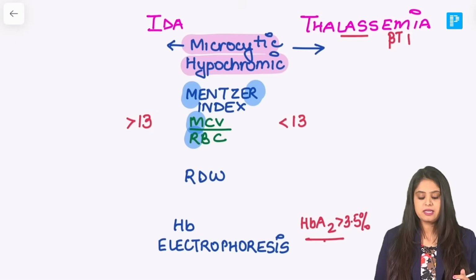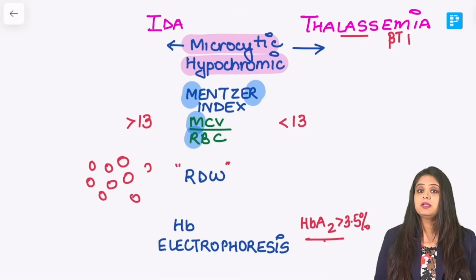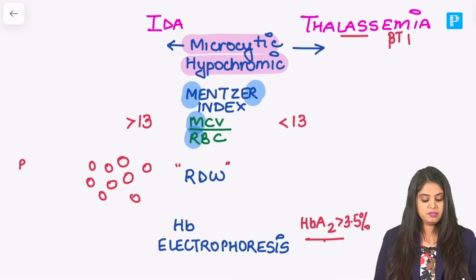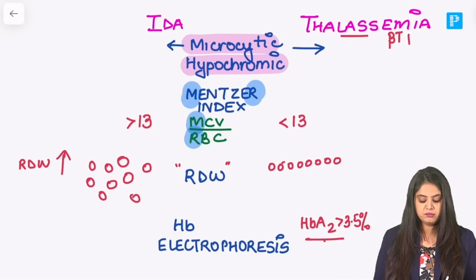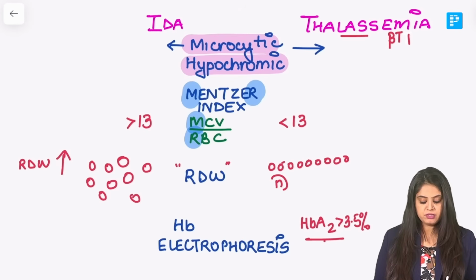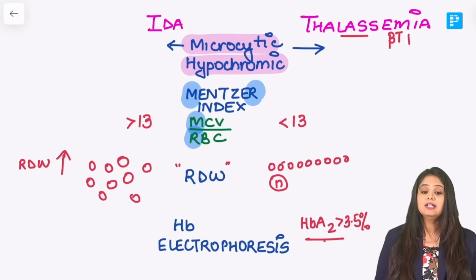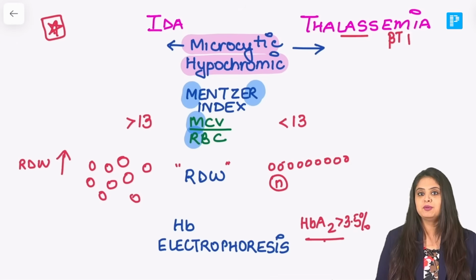Another parameter that I can use, right now I told you red cell distribution width, which will tell me the variation. Iron deficiency anemia is a nutritional anemia. So I will see a variation in the red blood cells. This means in iron deficiency anemia, RDW will be increased. But thalassemia is a genetic problem. Genetic problem means RBCs will always be small and of the same size. They will not have variation. This means over here the RDW is going to be normal. Now this is your go-to table for differentiation between these two anemias, which will help you in the exam.